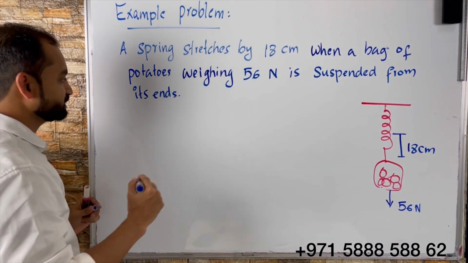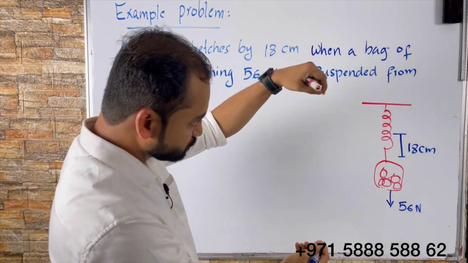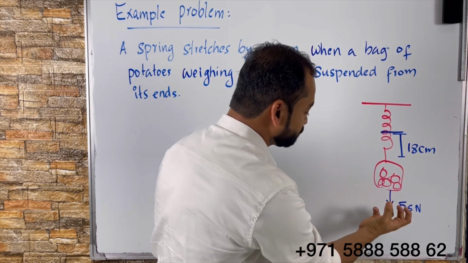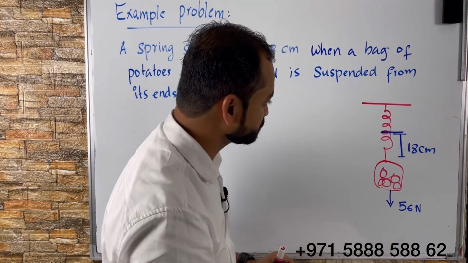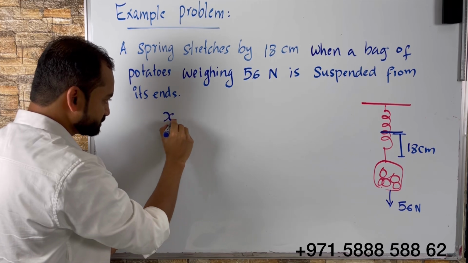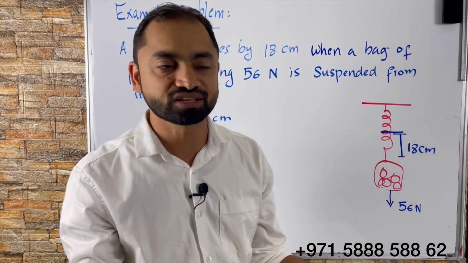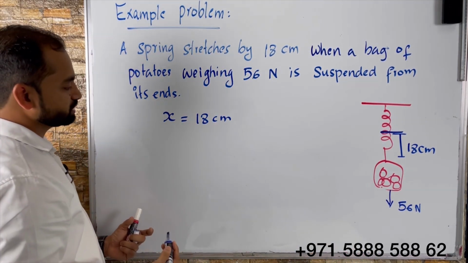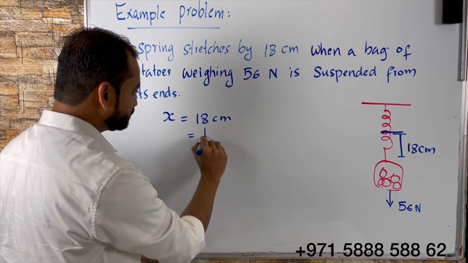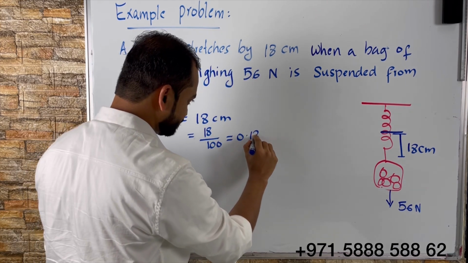So a spring stretches by 18 centimeter. What is given? The distance is given, right? The distance through which the spring is stretching. Here this was the equilibrium position of the spring. When the bag is added by applying a force, the length of the spring is increased by 18 centimeter. So x is equal to 18 centimeter, but 18 centimeter is not the SI unit of distance. The SI unit of distance is meter, so we have to change this 18 centimeter to meter. How? Dividing by 100, right? So 18 divided by 100, and when you divide this, you will get 0.18 meters.